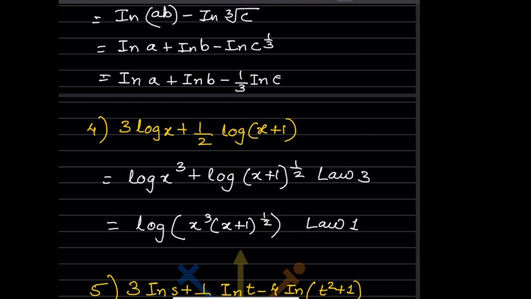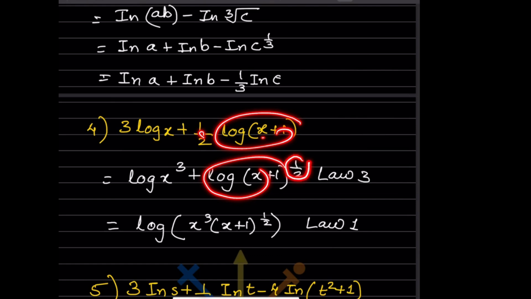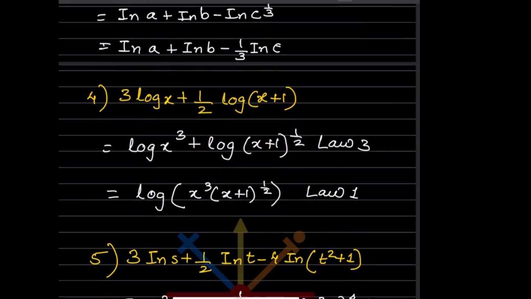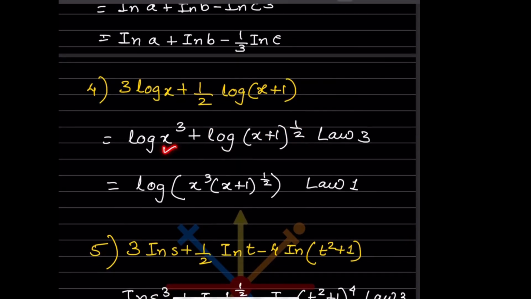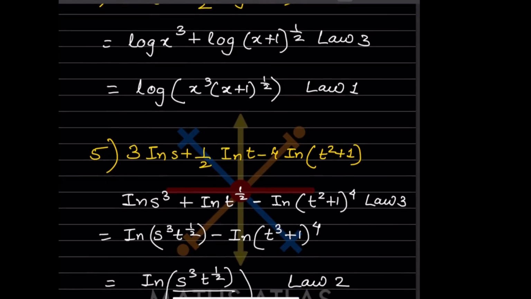So here we can write this for 3 log of x plus half log of x plus 1. We can also write this as log of x, and this will be cube for this part. Again for this part, this whole thing will be as it is, and this 1 by 2 will go in the exponent, which is law 3. Now this is plus, so we can also multiply by law 1. So this into this part: x cube into x plus 1 raised to half, that is law 1. So this is the answer.